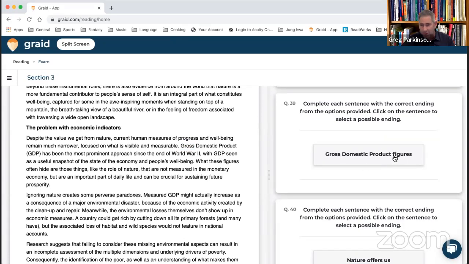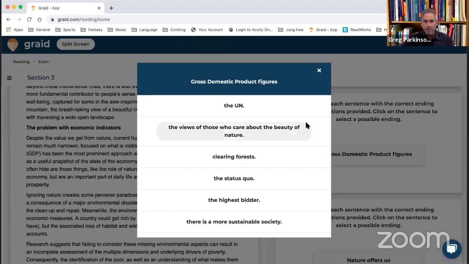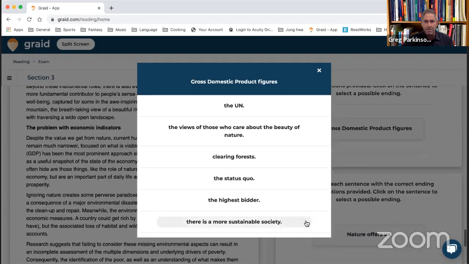Now, unfortunately, the hard part is here that we can't really guess the rest of the answer. So gross domestic product figures, right? So what I would do at this stage is I would actually look at the different options just to sort of narrow it down. So this has nothing to do with gross domestic product. That doesn't make sense. So let's scroll further down.